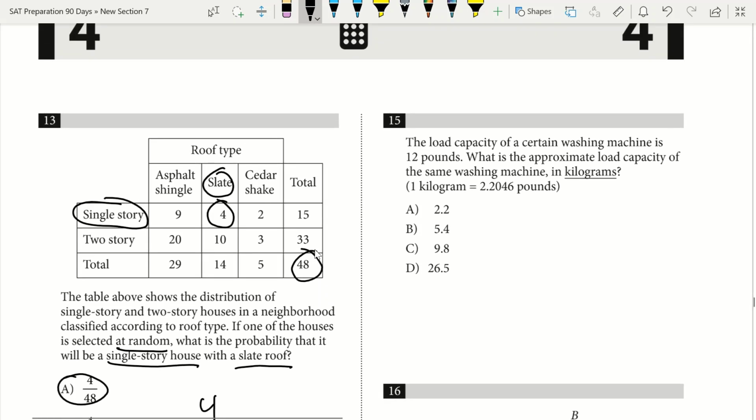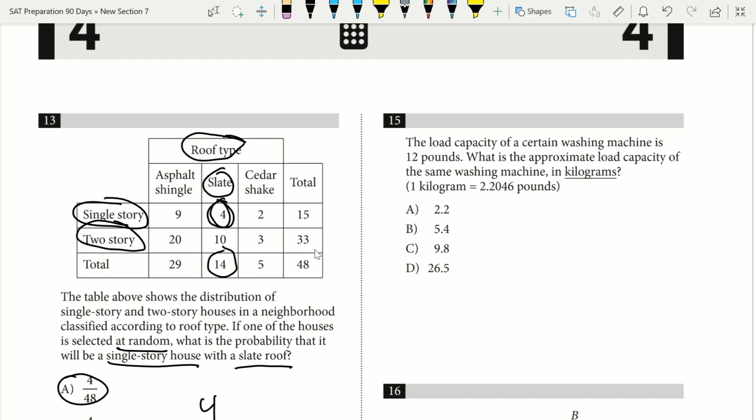So as far as things that you should have in your notes, I talked about this before. Anytime that we have a comparison like this, where we have a table with different things as far as rows and columns, we really want to make sure that we're circling what we want to find our probability for and then what it's out of. So in some cases, it'll be out of only the ones with slate roofs, in which case it'd be 4 out of 14, or only those that are single story, in which case it'd be out of 15.